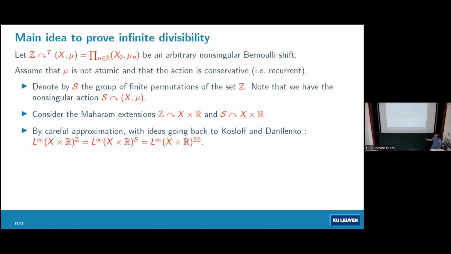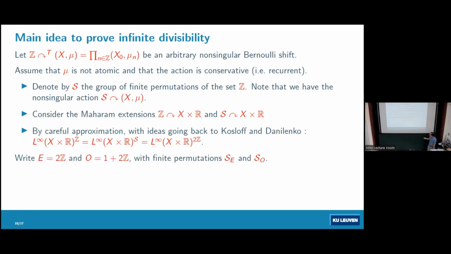So, under the assumption of conservativeness, the z-invariant functions under the Maharam extension for z is the same set as the s-invariant functions on x times r, because of this approximation of shifting by 1 with a finite permutation. Even more so, the same argument will say that shifting by 2 will also have the same invariant functions as shifting by any finite permutation.